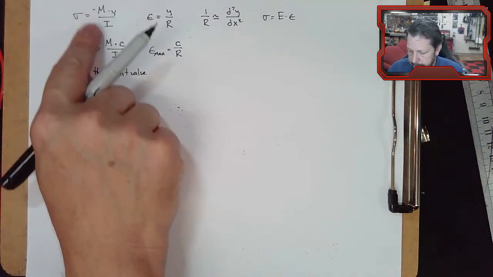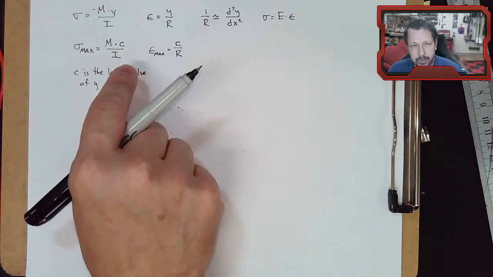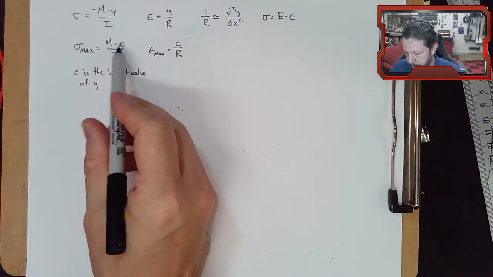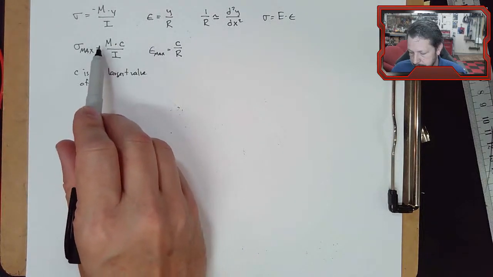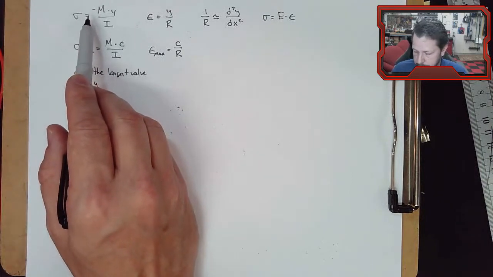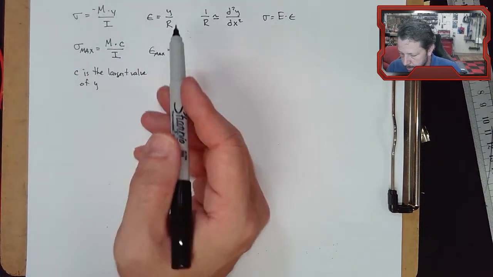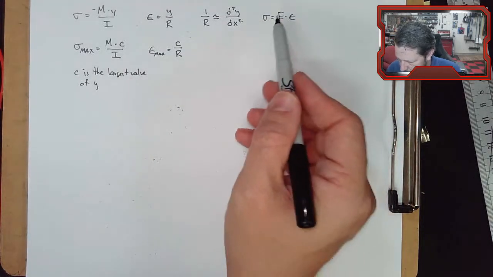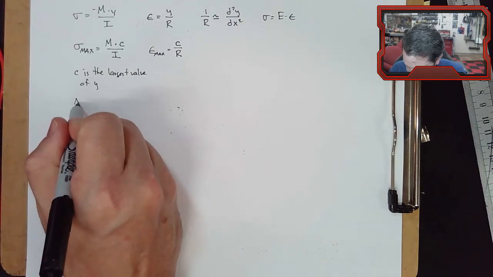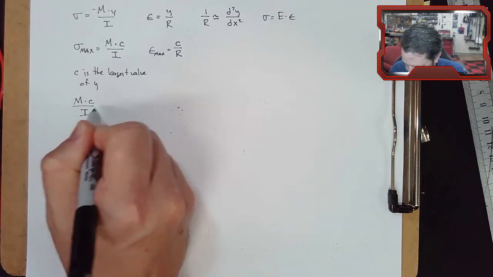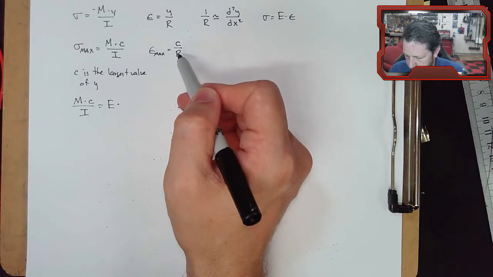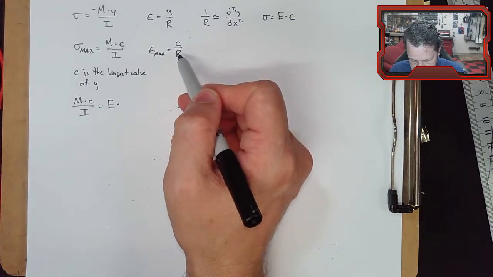All right, and I dropped that negative sign off so that we're not so much concerned with is it tension or compression, just is it bending or strain or whatever. We don't really concern ourselves right now if it's a compressive stress or a tensile stress. All right, so now let's put some of this together. Let's start with our Hooke's law equation. Sigma is m times c over I equals E times epsilon, which is c over r, right?